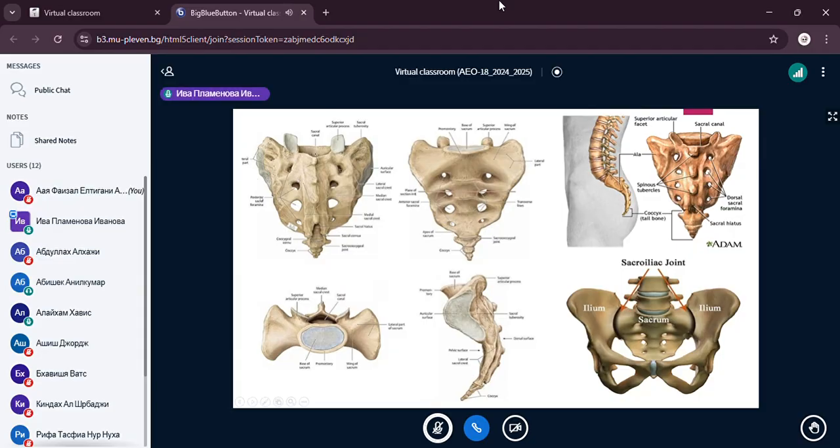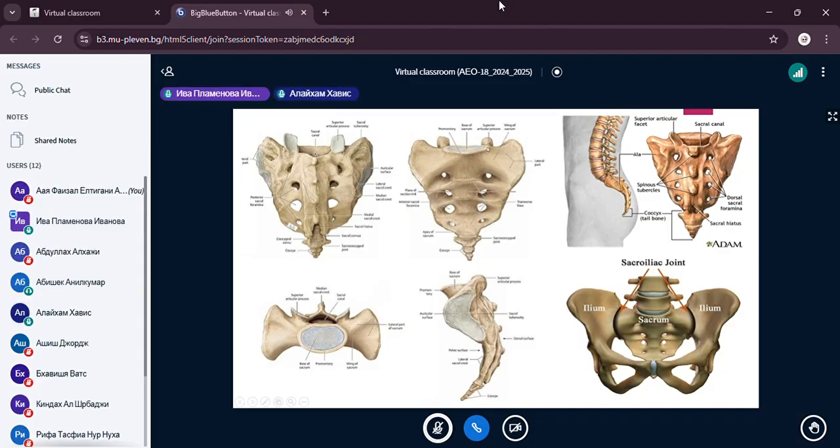And this is the auricular surface for articulation with the iliac bone. Here we have the superior articular process, here and here, which is for the L5. That's the apex, here is the base. Here, that's the anterior view, the base of the sacrum. The anterior edge of the base is called promontorium.